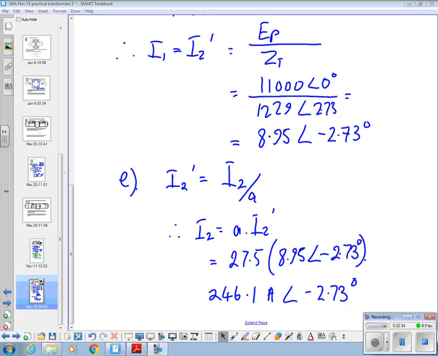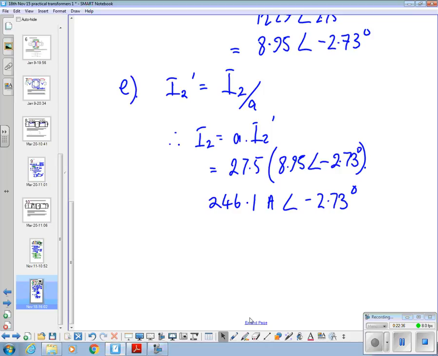So that's your current flowing in the secondary. Remember what our nominal current was for maximum rating was 250 amps, wasn't it? So we lost, because of the other components, and we've ignored the core losses here, we haven't calculated them, but we lost 4 amps to what we should do.